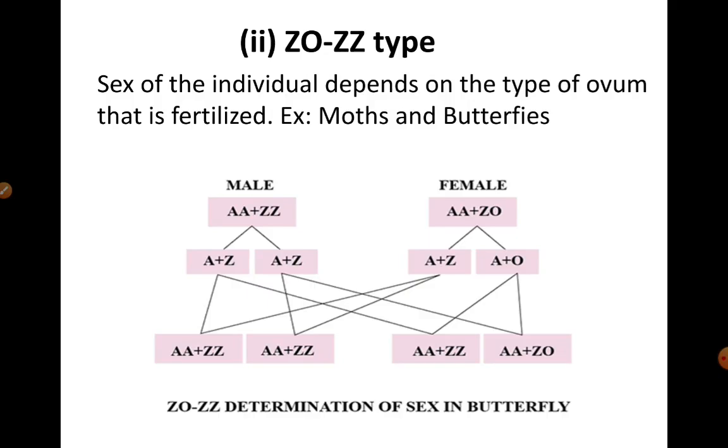And here also the progeny that is produced will be in a 1:1 ratio. Like this, if the males are heterogametic, the chromosomes play an important role in determining the sex of the offspring. Similarly, when the females are heterogametic, here the ova play an important role in determining the sex of an individual. That's how chromosomes play a very important role in determining the gender or the sex of an organism.